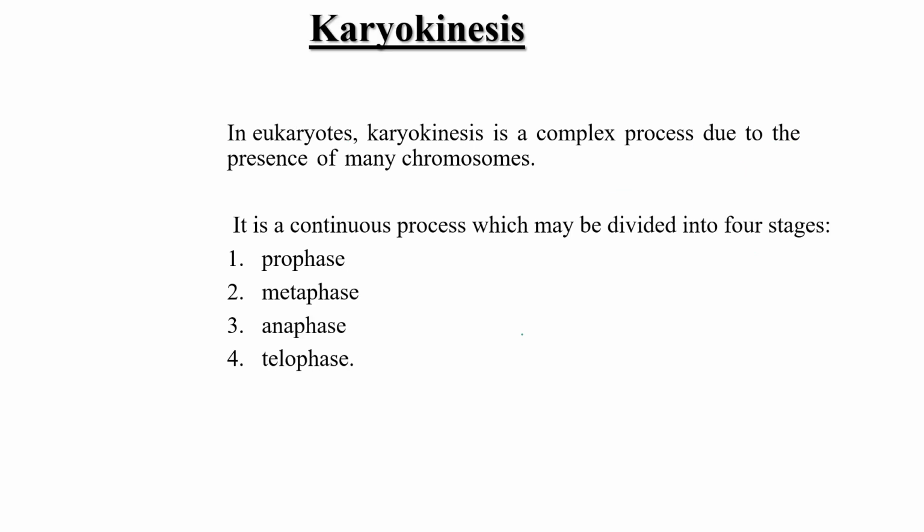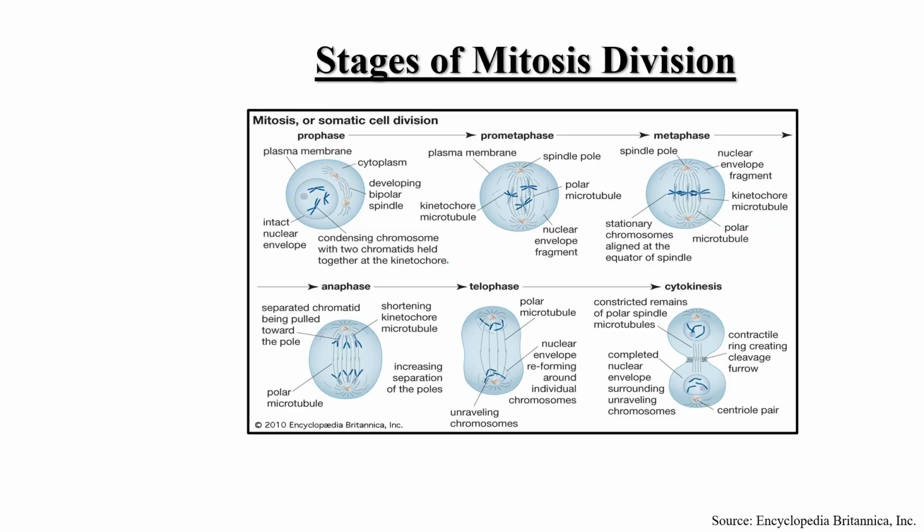Now let's discuss all the events involved in karyokinesis, as it is a complex process. We can further divide karyokinesis into 4 stages. First is prophase, then metaphase, then anaphase, and the last one is telophase. I have put this diagram over here through which you can understand all the phases better. This is prophase.